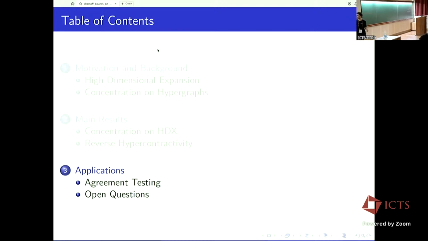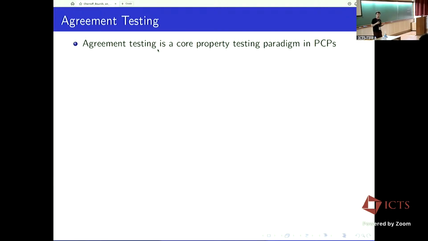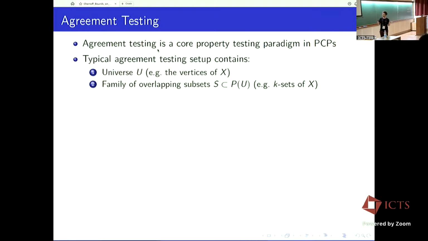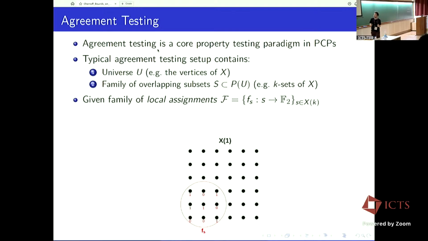In particular, it comes up in this combinatorial analog of PCPs, or formally some type of local testability called agreement testing. Agreement testing is a core paradigm in the construction of PCPs, and it roughly follows the following setup. We'll have some universe U. For our case, that's just going to be the vertices of our complex X. We'll have some family of overlapping subsets. In this case, it's just the K-sets of our complex. And we'll be given a family of local assignments. For every K-set, we get a 0-1 labeling of the vertices that are in this K-set.